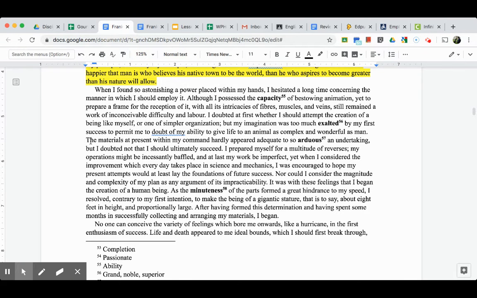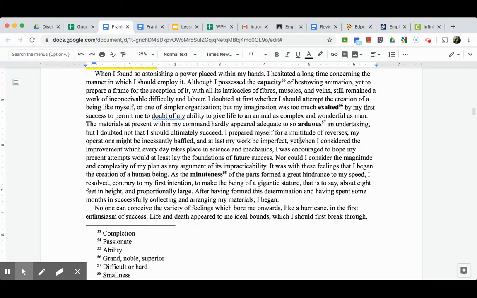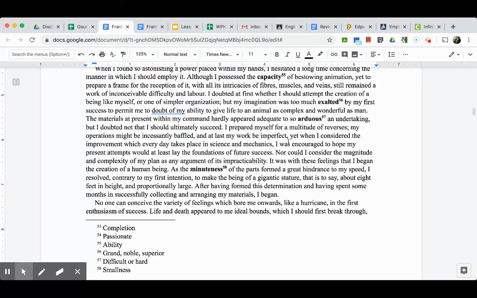"The materials at present within my command hardly appeared adequate to so arduous, or so stressful, hard, difficult an undertaking, but I doubted not that I should ultimately succeed. I prepared myself for a multitude of reverses. My operations might be incessantly baffled, and at last my work be imperfect. Yet, when I considered the improvement which every day takes place in science and mechanics, I was encouraged to hope my present attempts would at least lay the foundation of future success. Nor could I consider the magnitude and complexity of my plan as any argument of its impracticability. It was with these feelings that I began the creation of a human being."